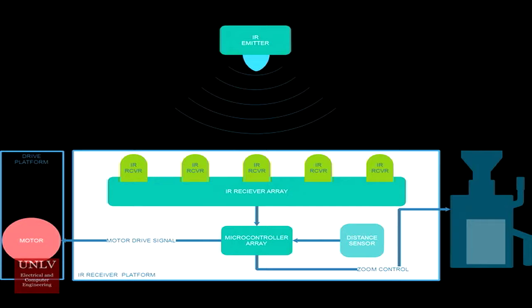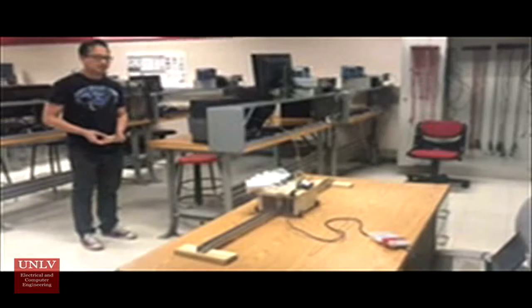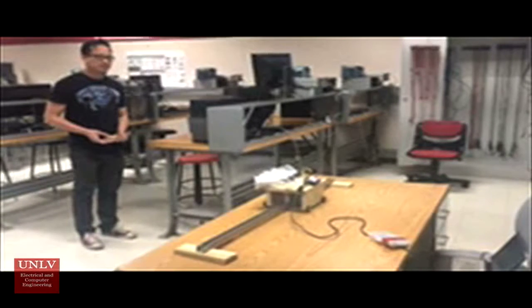The emitter directly transmits its signal to an array of receivers with mutually exclusive fields of view. As such, only one receiver is active at any given time, thereby determining where the emitter is. A motor is then driven until the emitter is centered on the array, resulting in tracking.